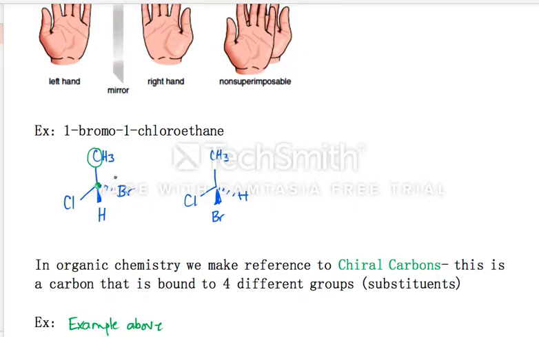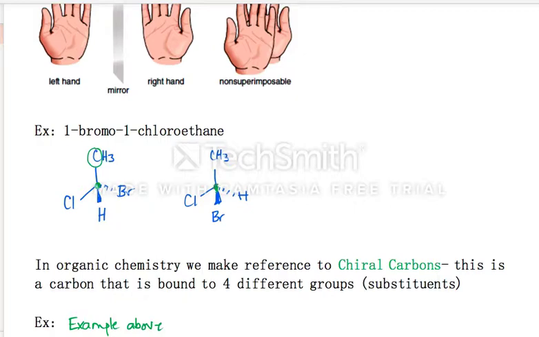Okay? If you see a dotted line, this means that this group is going into the page, and this solid line, the wedge here, means that this group is coming out of the page. So if you look at this, this is the hydrogen coming out at you. The bromine is going into the page, and these two groups, the chlorine and the methyl group, are in the plane of the page.